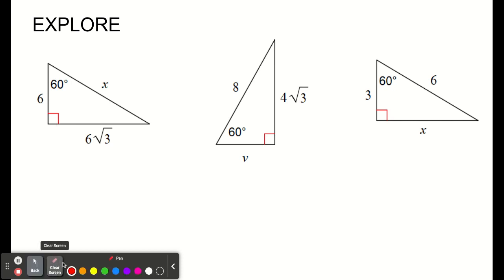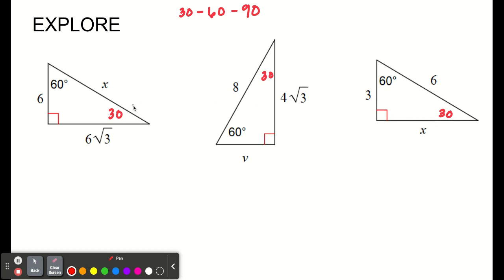Well, if we have two measures that are 60 and 90, the third measure is going to have to be 30 degrees in order for these to add up to 180. So 30, 60, 90 is going to be a triangle that will always occur if you have two of the three measures. So anytime you have a 30 or 60, you know that the third one has to be 90, 60 or 90, the third one has to be 30, et cetera. So this one here is the 30, 60, 90. This one here is also a 30, 60, 90. And this one here is also a 30, 60, 90.